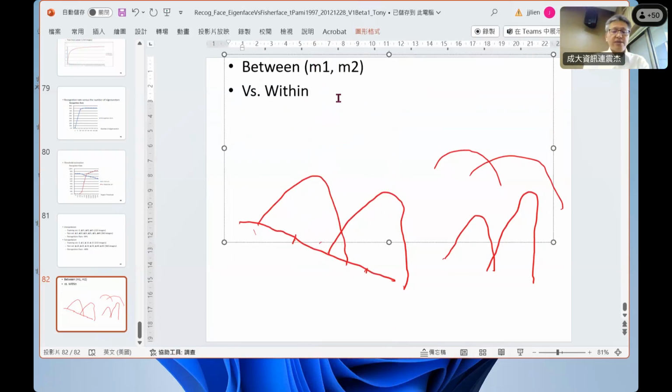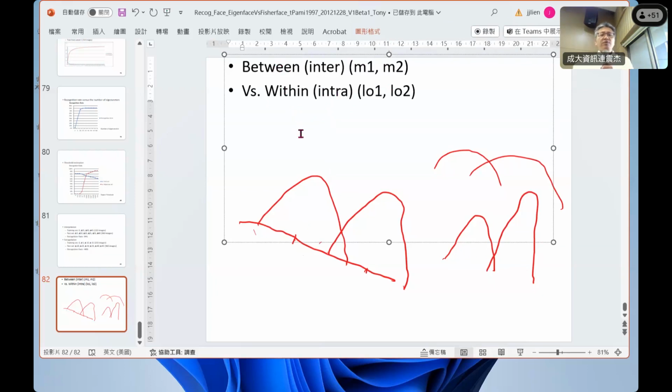Within means the standard deviation, sigma 1 and sigma 2, as small as possible. Each individual one should be small. The smaller the standard deviation the better, and the farther apart the means the better. Between is also called inter, and within is also called intra. This you should know. For the exam, I will ask about this.